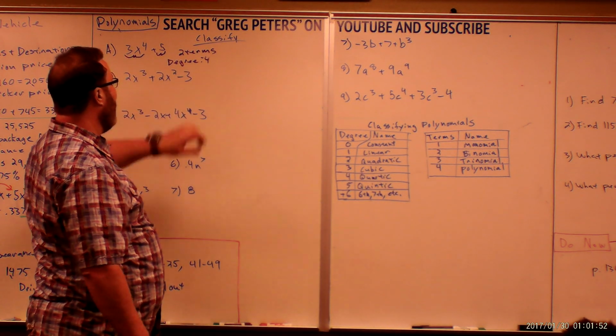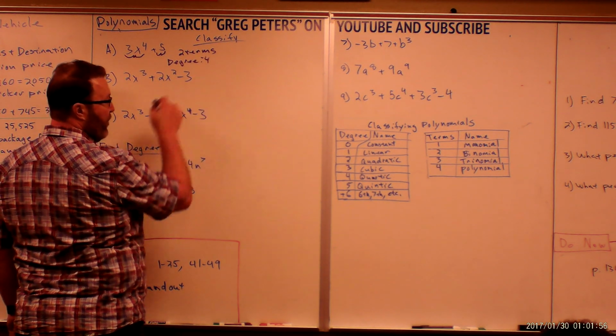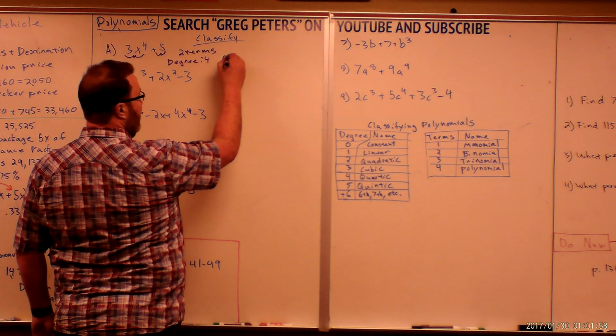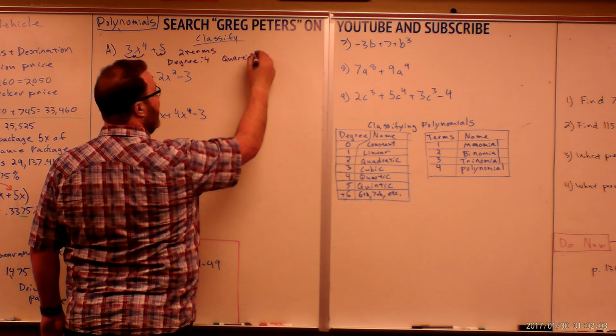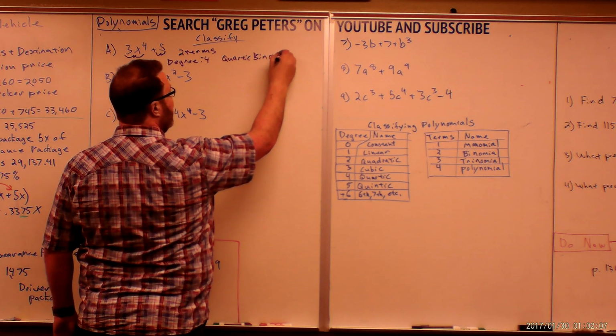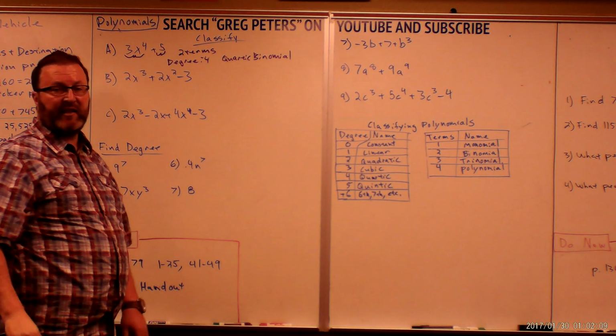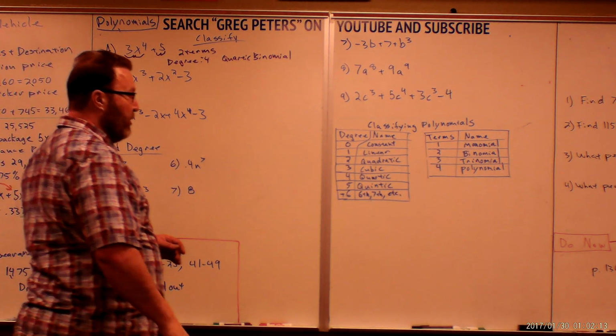So we're going to go ahead and classify this. So what is this? We have 2 terms and 4 degrees. So what's it going to be? Quartic binomial. Right? Any questions? You want to have this table memorized. Okay? And I give you multiple ways to do it, right?